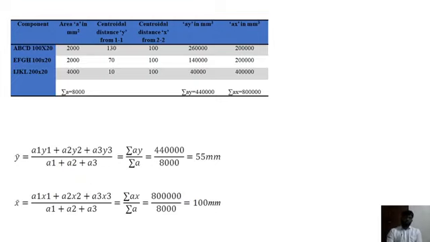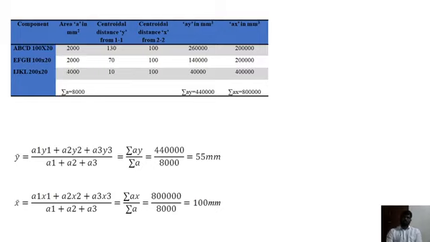The first rectangle ABCD, the area is 100 into 20, that is equal to 2000 mm square. The area of rectangle EFGH, 100 into 20, is 2000 mm square. The third rectangle IJKL, 200 into 20, is equal to 4000 mm square. Now the centroidal distance y from reference 1 1, I already explained this: y1 is equal to 130, y2 is equal to 70, y3 is equal to 10 mm. The centroidal distance x from 2 2: the I section is symmetric about the y axis, so all the x values will become the same, that is 100 mm.